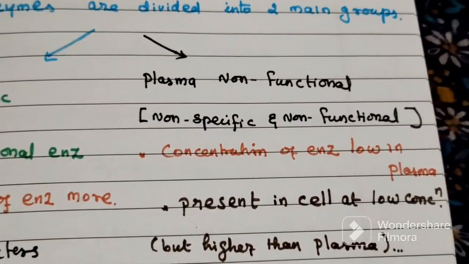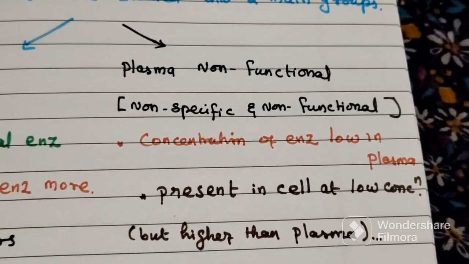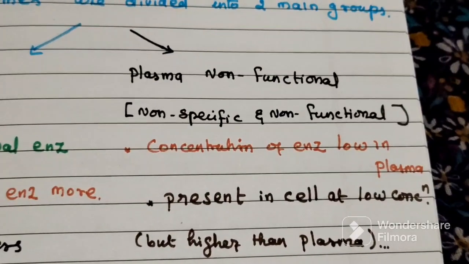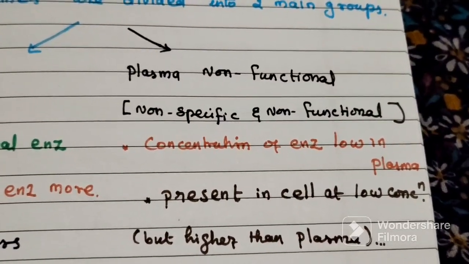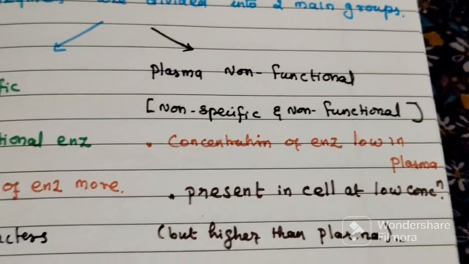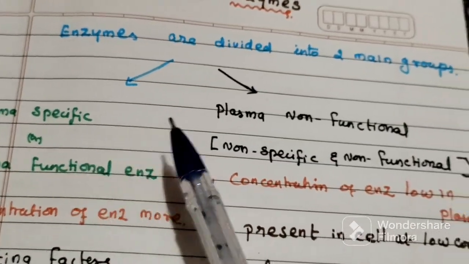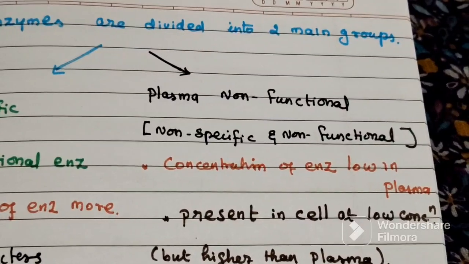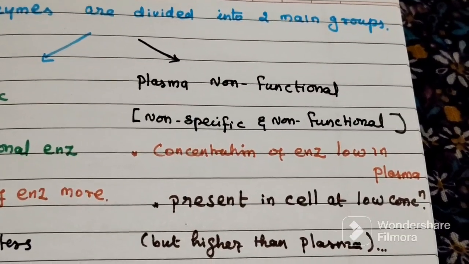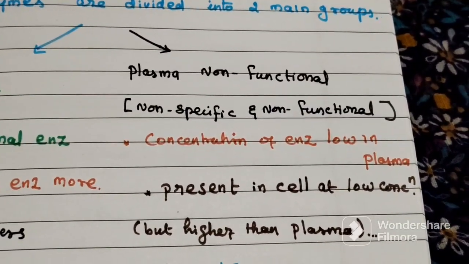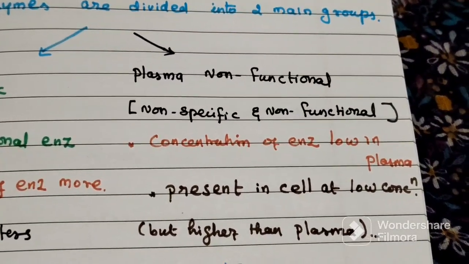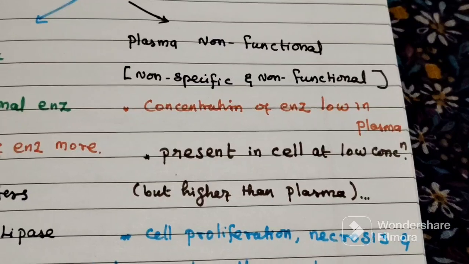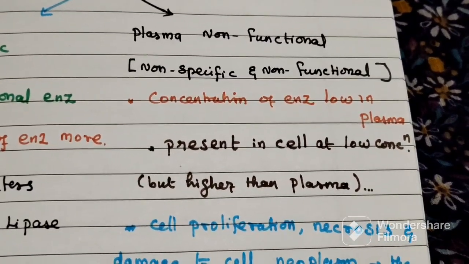The second one is another group of enzymes which is very important, that is plasma non-functional. This one is plasma specific, this one is plasma non-functional. This one is the non-specific and non-functional group. It is important. The concentration of this enzyme is low in plasma. They are non-functional in plasma.